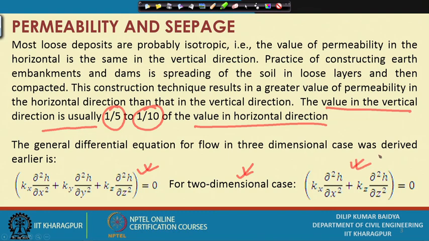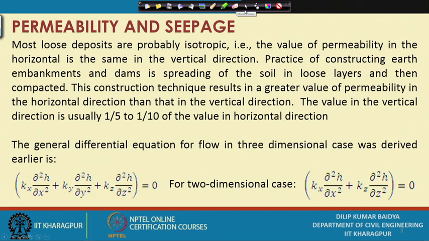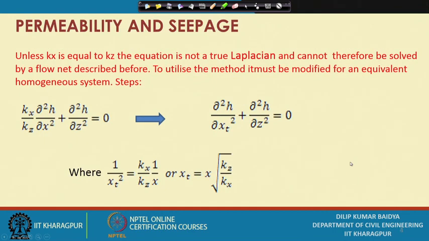Now, if k x and k y are not the same, we will not be able to draw the flow net. When we drew the flow net, we showed that k x equals k y or k z, because only then could we apply the law and draw the flow net. If they are different, we cannot draw the flow net directly. But there is a solution, by which we can draw the flow net if we do something. What that is, we will see subsequently.